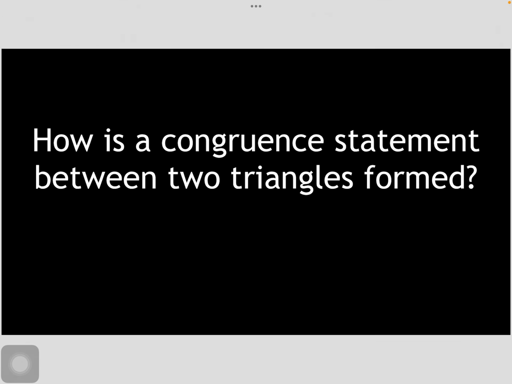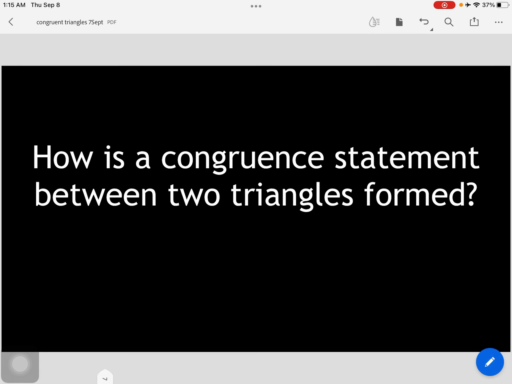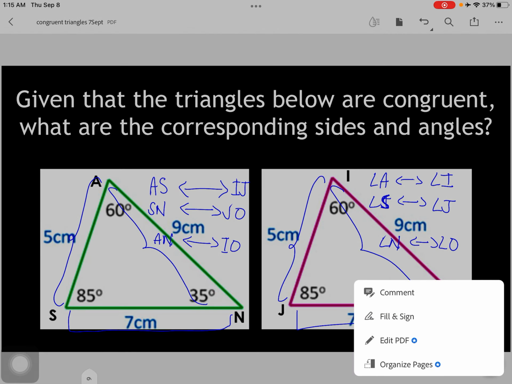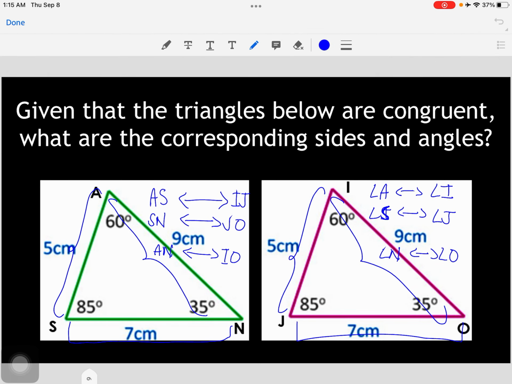Next, how is a congruent statement between two triangles formed? Let's go back to our example earlier. Given the corresponding sides and angles, how can we write the congruent statement? Let's start with the triangle at the left. We have triangle ASN, so we write triangle ASN. Now, our symbol for congruence is like an equal sign with a wavy line on top. That's our symbol for congruence, and it means that the two triangles are congruent.